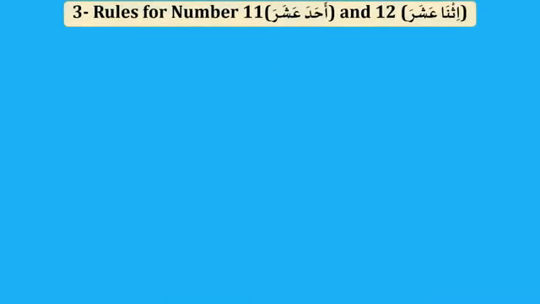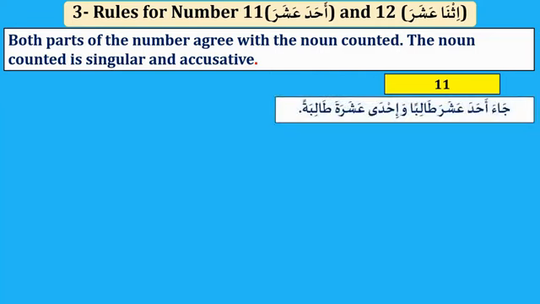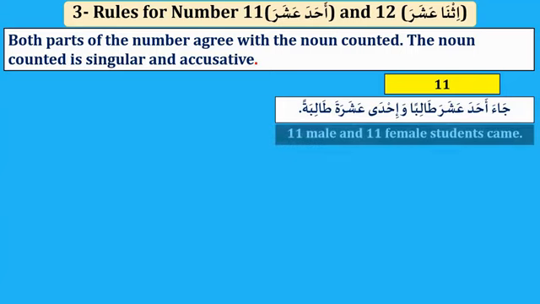And next is number 11 and 12. 11 and 12. Both parts of the number agree with the noun counted. The noun counted is singular and accusative. جاء 11 طالبا و11 طالبة. 11 male and 11 female students came. Both parts of the numbers agree with the noun. Must be masculine, masculine, or feminine, feminine.